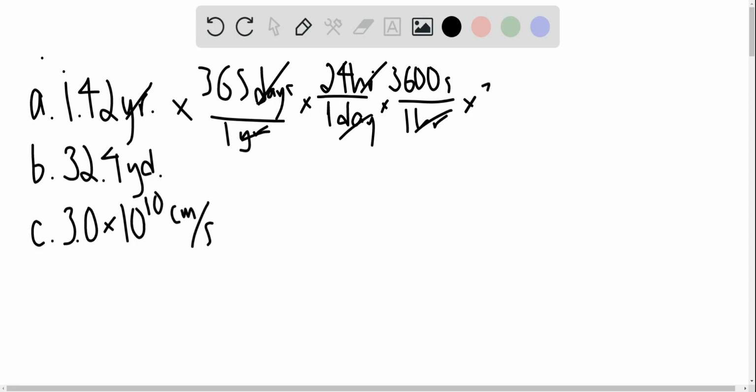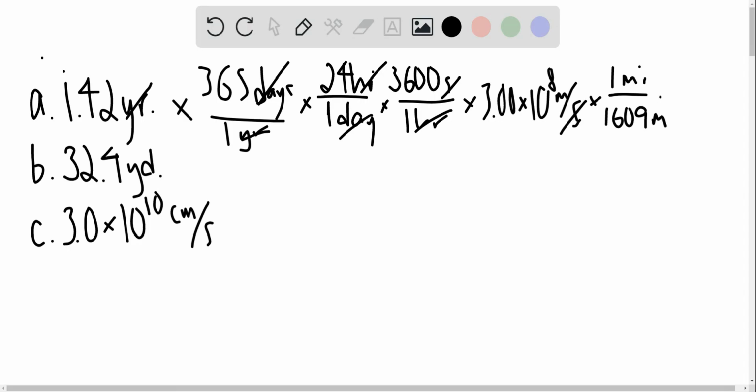And then we'll multiply this by the speed of light so we can get it to meters. 3.00 times 10 to the 8 meters per second. Now we'll get it in meters, and then we want to convert this to miles, right? So how many meters are in 1 mile? If you just look this up, you should get 1,609 meters.